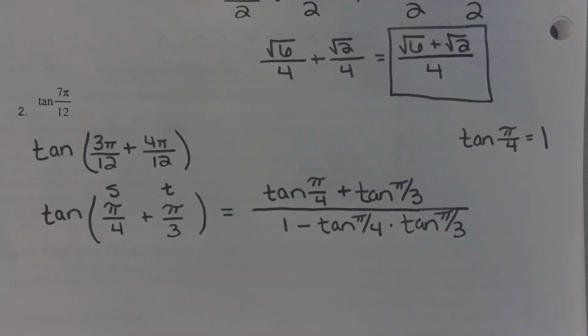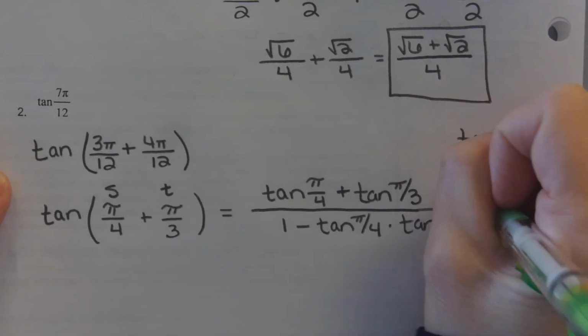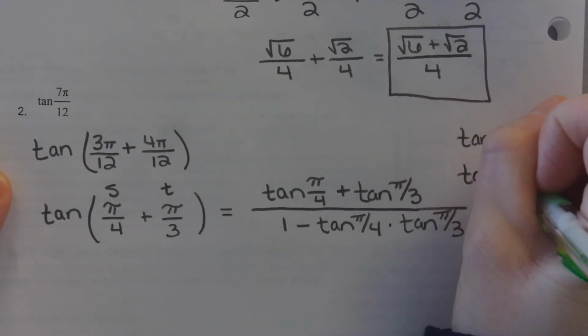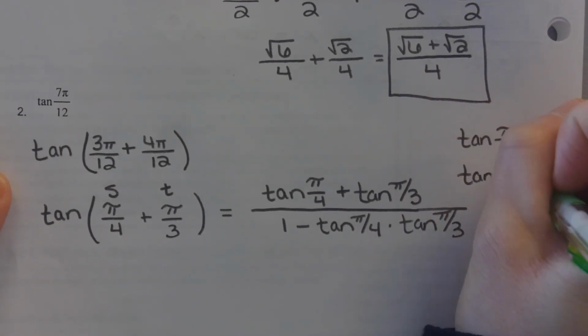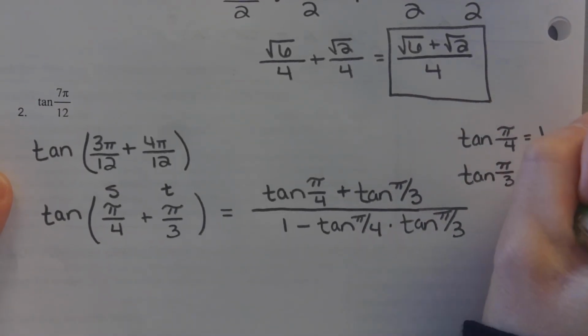So if I'm at pi over 3, that's the same as 60 degrees. And so if you take your sine over your cosine, it should give you root 3.